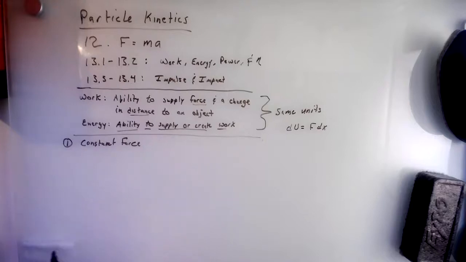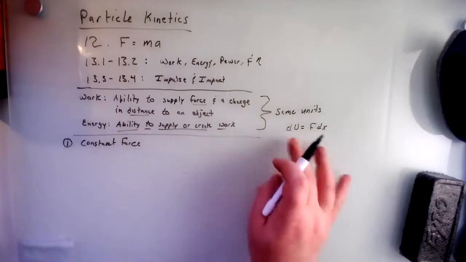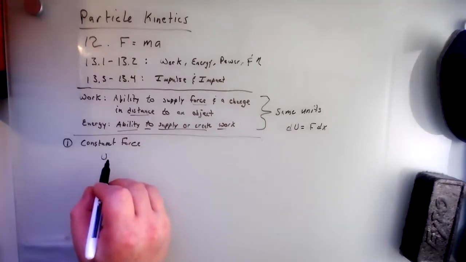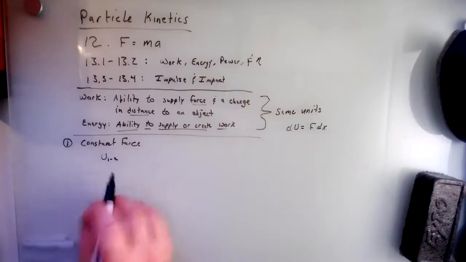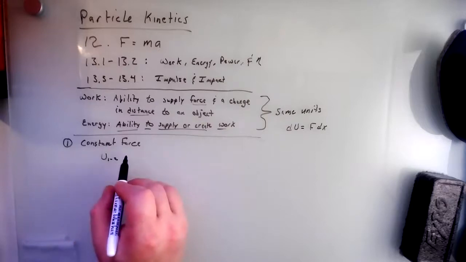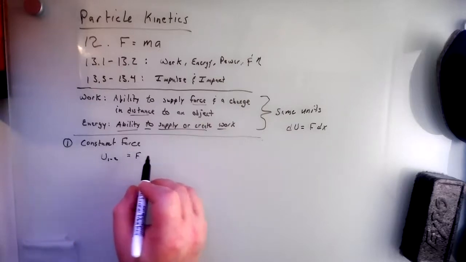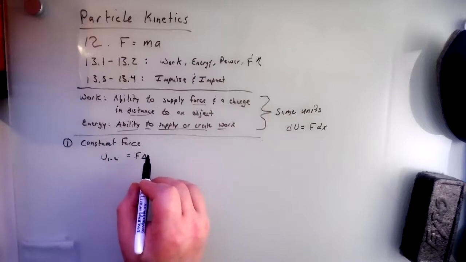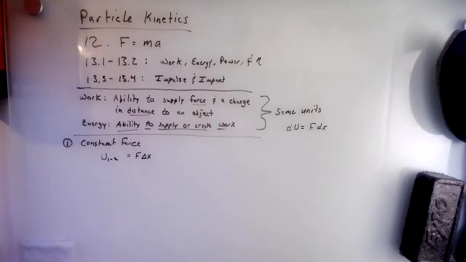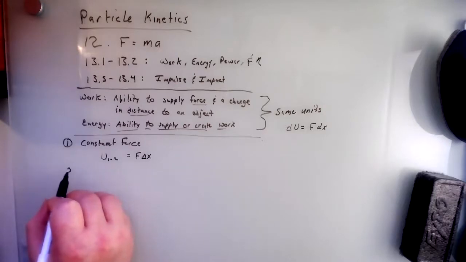And this is really the classic definition. We had it when we derived this, and it is U 1 to 2. So this is the work done from 1 to 2 equals F times some change in position. I'm calling it x here. It could be s, it could be y, it could be r. It makes no difference.